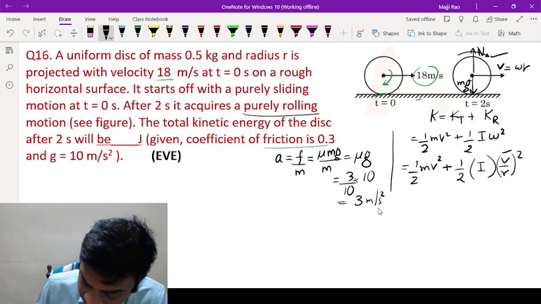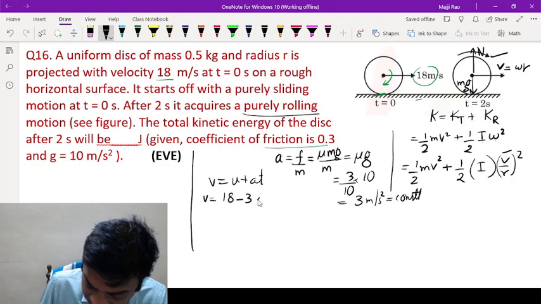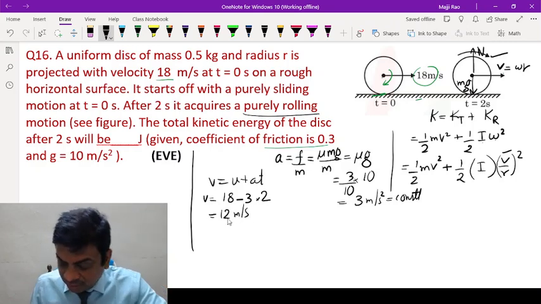Now, since it is constant, we can apply equations of motion. So we have v equal to u plus at. So final velocity we have to find. Initial velocity is 18, retardation is 3, and time taken is 2. So v is 12 meters per second. So it's a matter of substitution here.